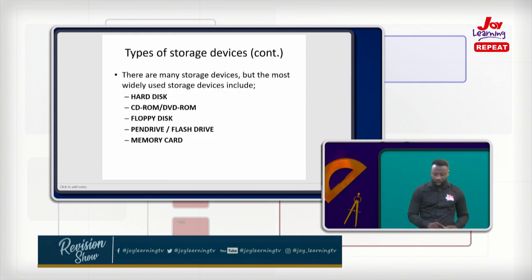Now there are many storage devices, but the most widely used ones are the hard disk drive, the CD-ROM / DVD-ROM drive, where we know that CD-ROM means compact disk ROM. Then we have the DVD, which is digital versatile disk. Some will say digital video disk. However you put it, the DVD-ROM.